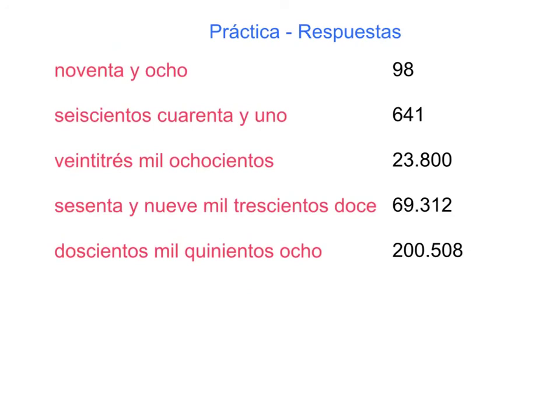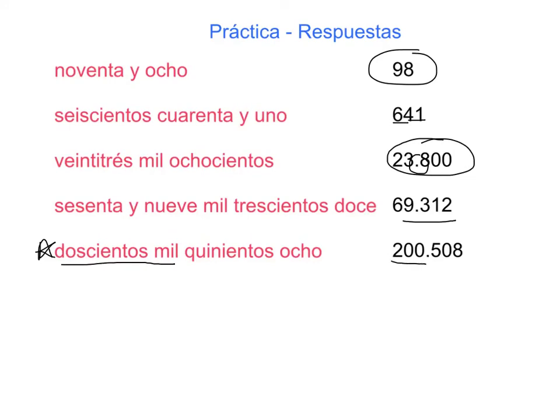98, 98. 641, 641. 23,800, 23,800. Notice that we're using the decimal point here, not the comma. 69,312, 69,312. And finally, our bonus question here, 200,508. This is where we're at 200,000, so hopefully you figured that out. 508, 508. Notice there's no E here, okay? That's one of the things that we've learned.